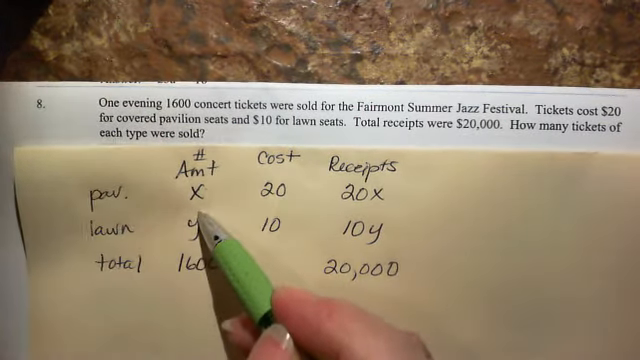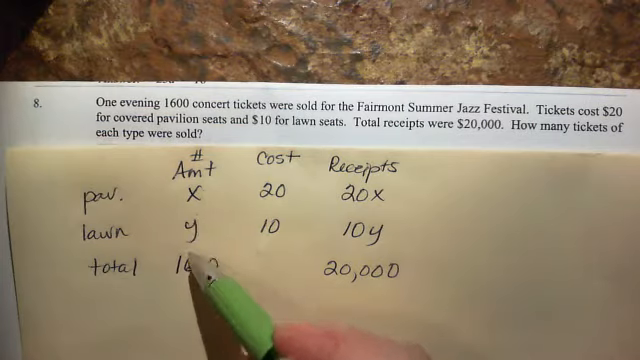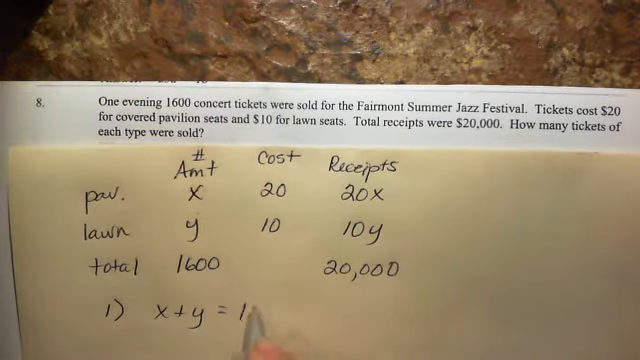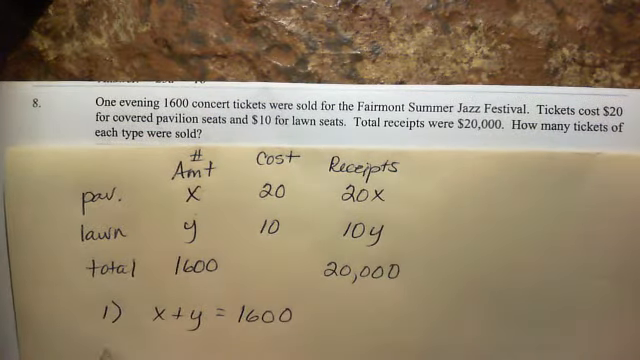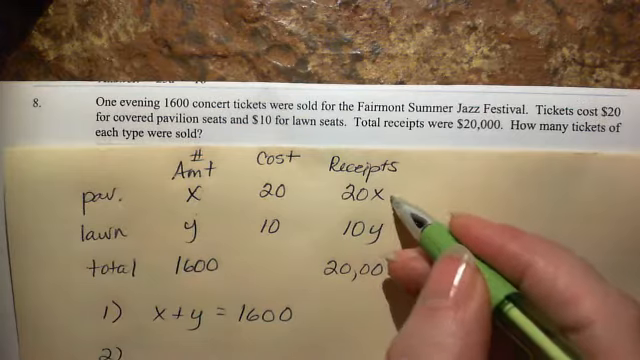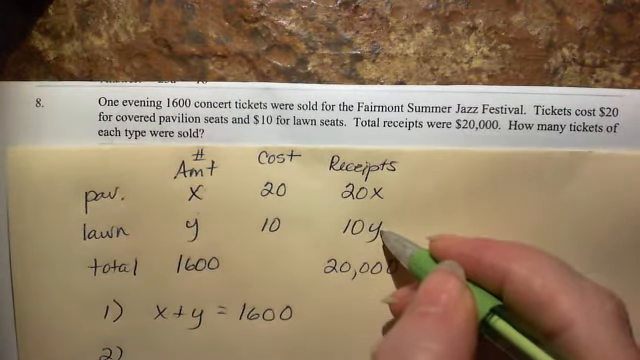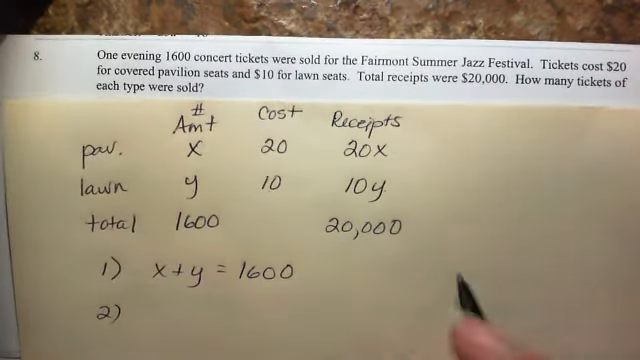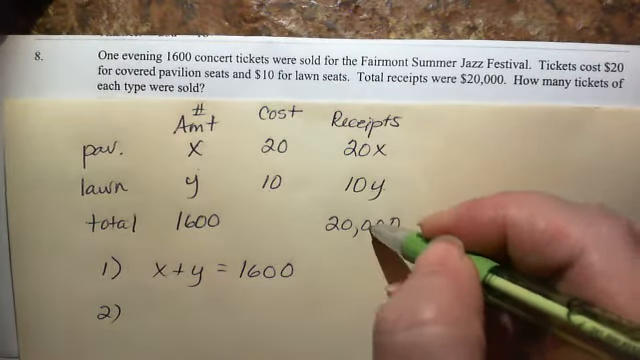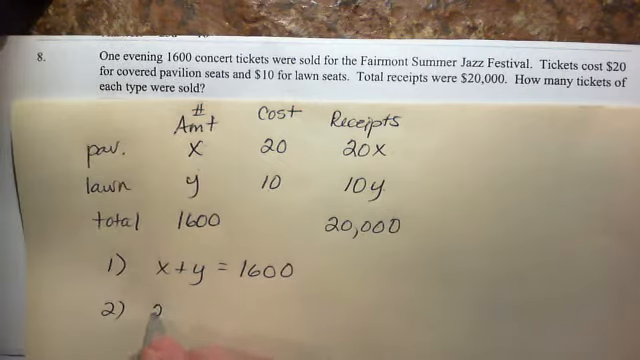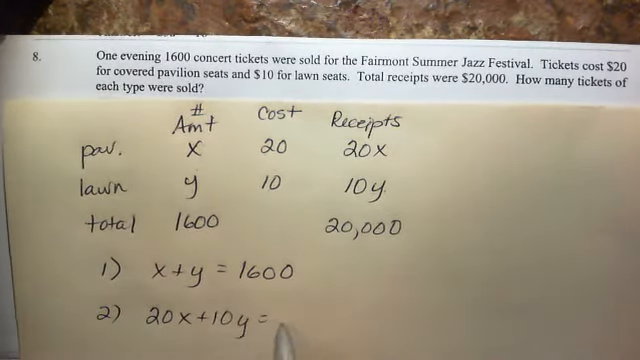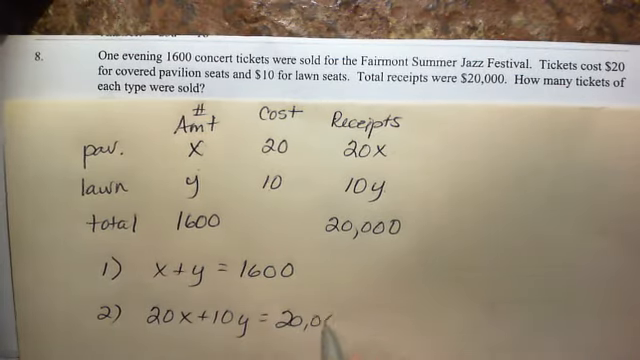All right. Now we should have two equations come from this information. Do the two kinds of tickets added together give us the total number of tickets sold? Yes. So equation 1 is x plus y is equal to 1,600. Do the receipts for one type and the receipts for the other type give us the total receipts? Yes, they do. So there's our other equation: 20x plus 10y is equal to 20,000.